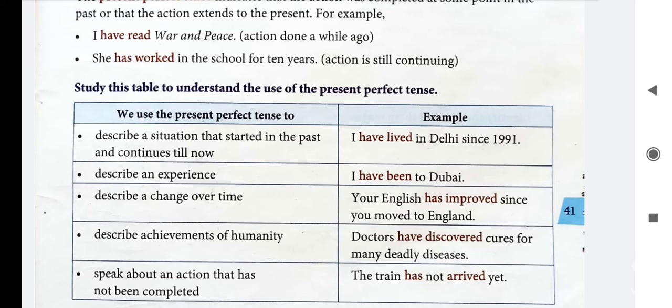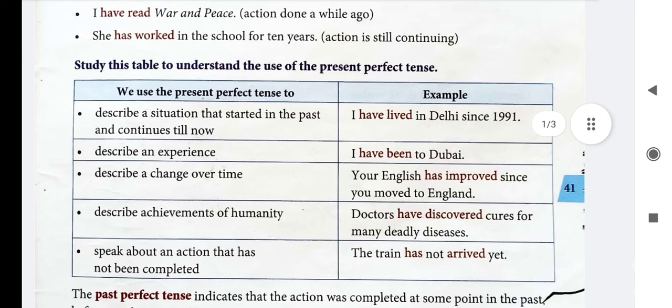Now this sentence shows that the task is completed, the book has been read. Okay, action done a while ago. So this is also a present perfect tense. Now the second example, she has worked in the school for 10 years. Now she has worked, but still she is working in the school. So the action is still continuing.